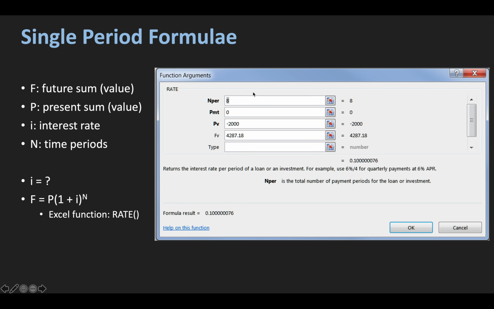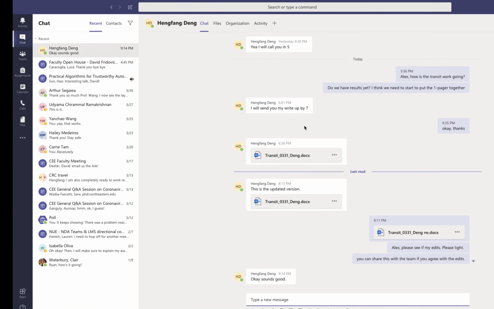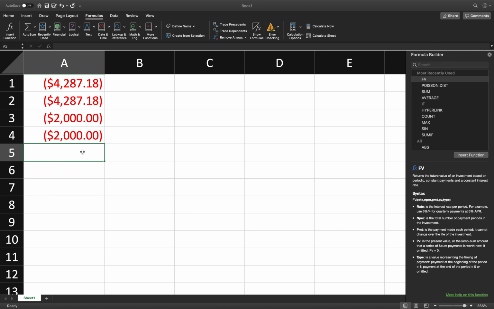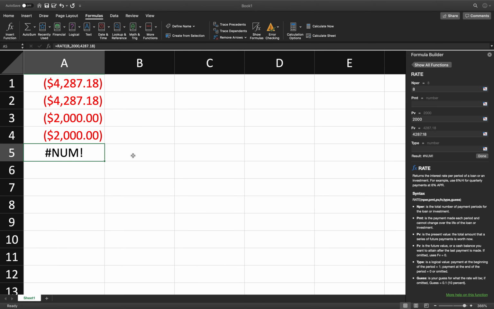We can also use Excel to calculate this, and I'll show you right here. This equals, again, you can just type rate, and then the period will be 8. PMT, we don't have that, so another comma. PV equals 2000, you can write that. And the future value equals 4287.18. If I hit enter, you'll notice that this cannot give you any number.